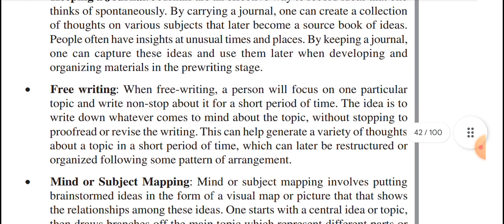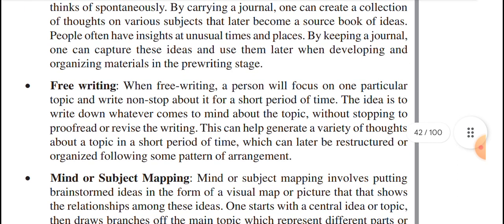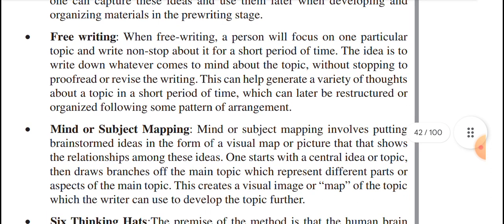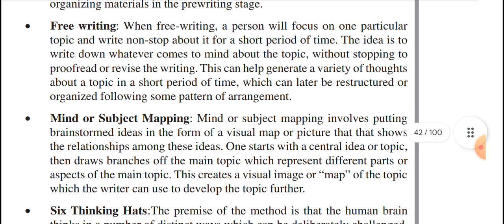Free writing. When free writing, a person will focus on one particular topic and write non stop about it for a short period of time. The idea is to write down whatever comes to mind about the topic without stopping to proofread or revise the writing. This can help generate a variety of thoughts about a topic in a short period of time, which can later be restructured or organized following some pattern of arrangement.